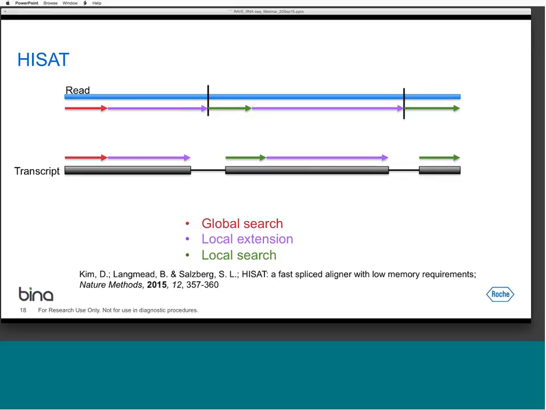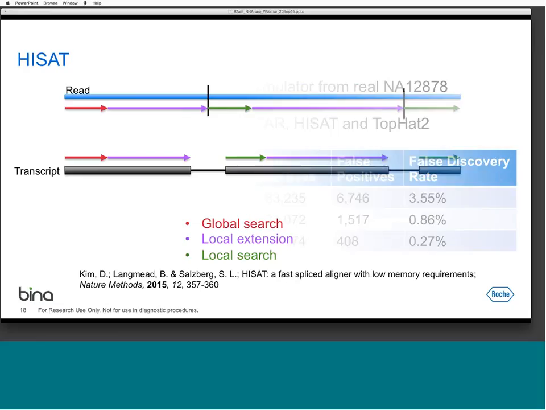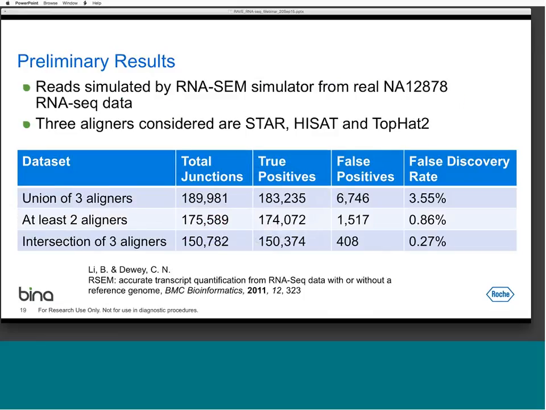So those are the three alignment tools, and we see that each of them has their own advantages and disadvantages. We performed a simulation study to see what merging will do in terms of improving the performance. In this simulation study, we simulated 50 million reads with an RNA-Seq simulator based on expression from real NA12878 RNA-Seq data. We aligned these reads with all three aligners, and because this is simulated data and we know the ground truth, we can distinguish true positives and false positives.